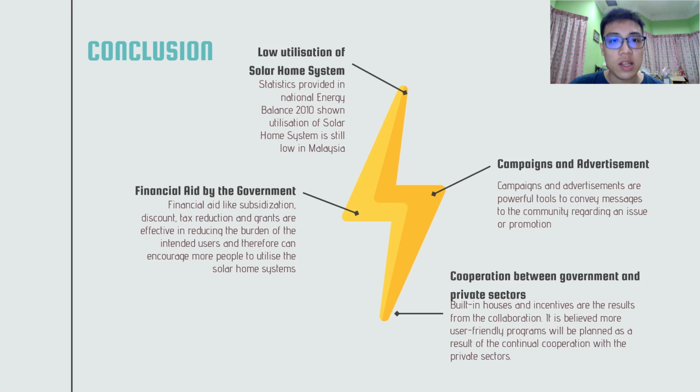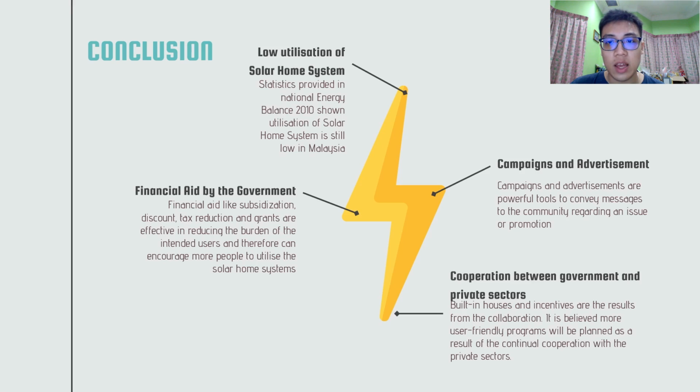Next, from the data analysis, every survey question in the first hypothesis is more than 17%. Hence, it cannot be denied that campaigns and advertisements are powerful tools to convey messages to the community regarding an issue or promotion. Therefore, government effort is indeed effective in promoting the utilization of the solar home system, especially the awareness campaign and advertisement. Other than that, validated data also showed that financial aid by the government will help to increase the utilization of the solar home system.